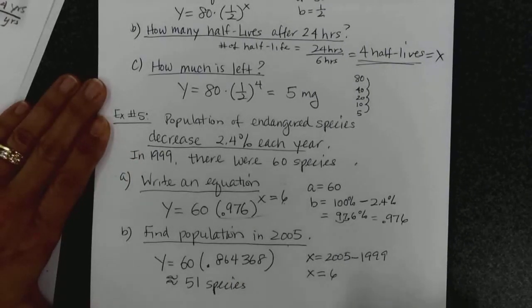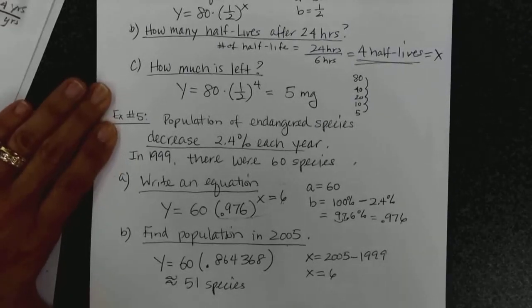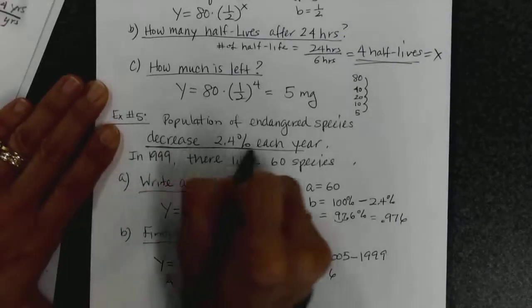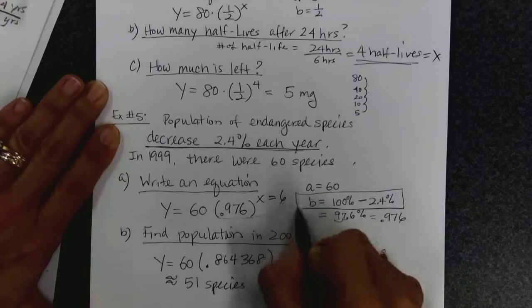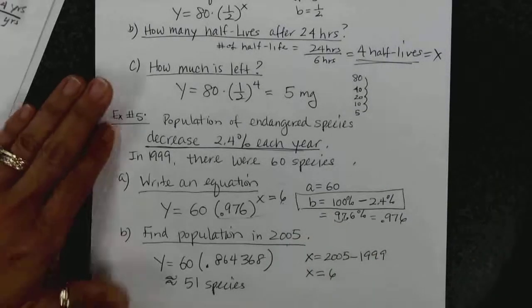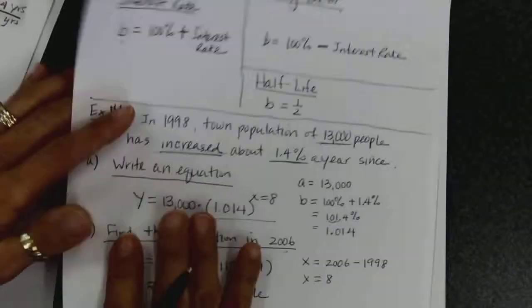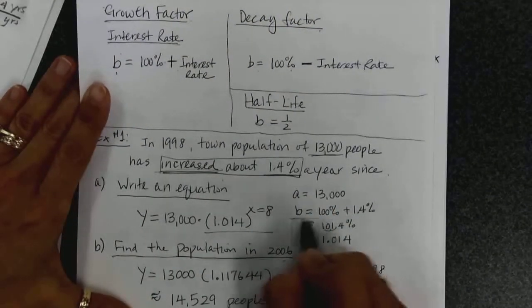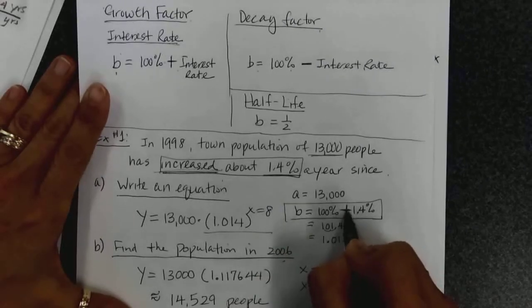And this is all the examples with exponential growth and exponential decay. All 5 types of examples will be on the test. So just remember, when it's decreasing, you subtract to find your B value, and when we're increasing in percentage, you add to find your B value.